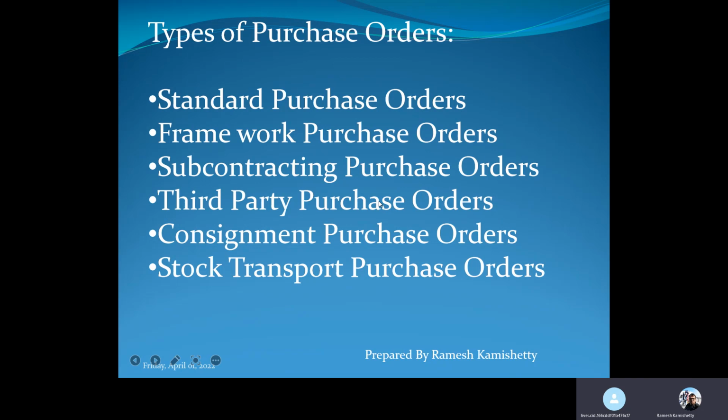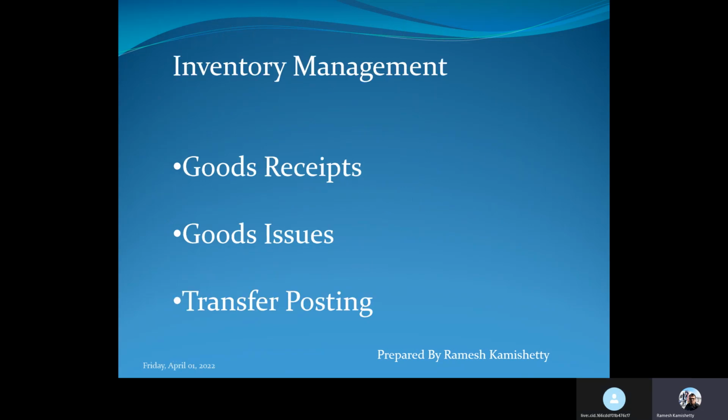Internal transfer. So once you have created all these purchase orders, we need to take the goods receipt for those purchase orders, and we need to update it in our system. We call that a goods receipt. Goods issue means we are selling some items with reference to a sales order. In that case, we need to issue goods to the customers with reference to the sales order.